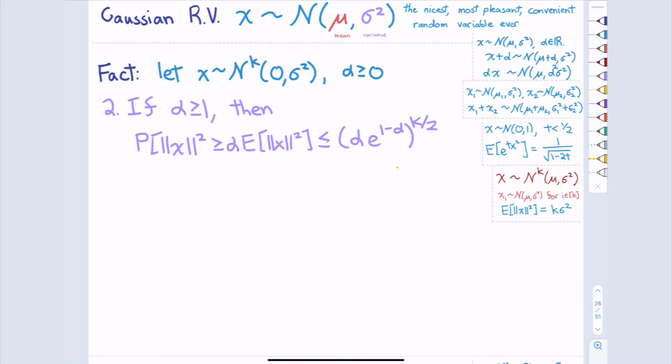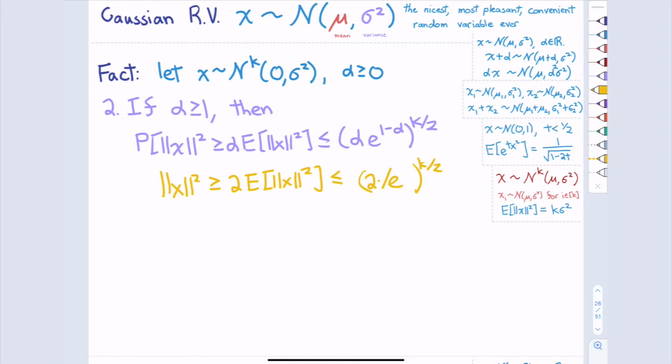Okay, what are the odds that x is bigger? This is the case where alpha is greater than or equal to 1. So we can plug in maybe alpha equal to 2, for example. If I plugged in alpha equal to 2, my bound would be, well, the odds that x is 2 times its expected length is at most 2 times e to the 1 minus 2 to the k over 2. Okay, so that's 2 over e to the k minus 2.